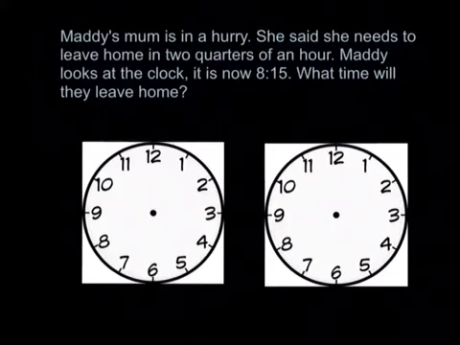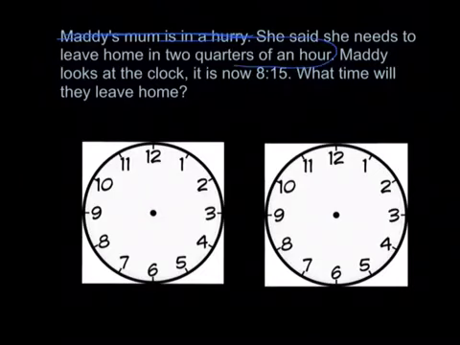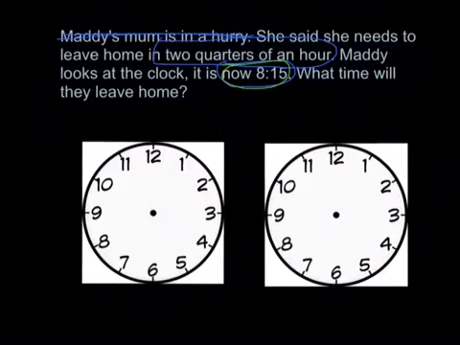Maddie's mum is in a hurry is not important information that's going to help us solve this problem. She said she needs to leave home in 2/4 of an hour. This part here, 2/4 of an hour, is important information that we're going to have to use to solve the problem. Maddie looks at the clock. It is now 8:15. So now 8:15 is really important. What time will they leave home? Okay, so let's start with that.